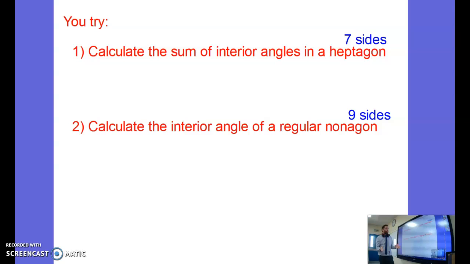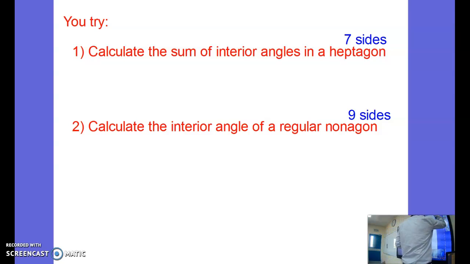See if you can put them into practice in these 2 questions. I suggest pausing the video, and then I'll go through the answers in a minute. So pause the video, have a go at these 2 questions. And I'm going to go through the answer now.